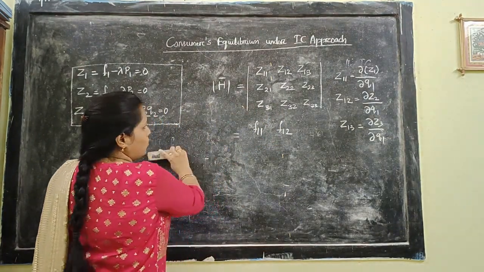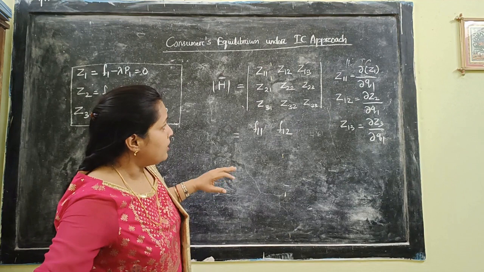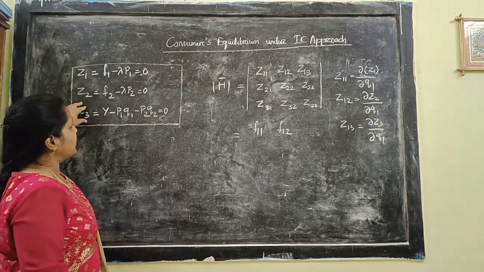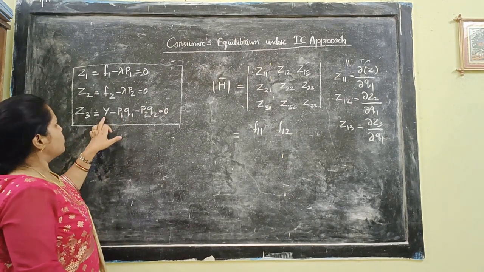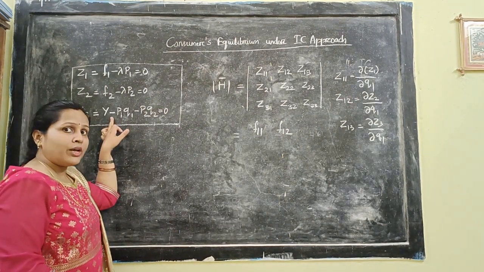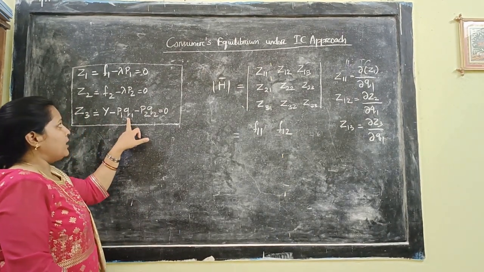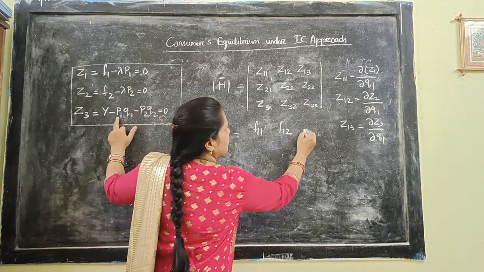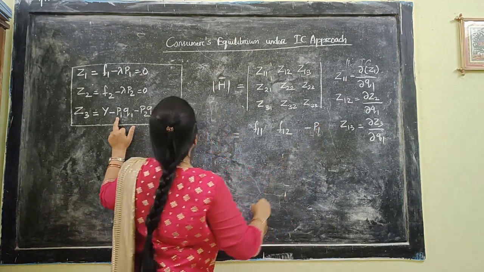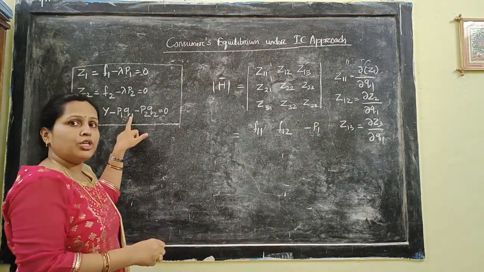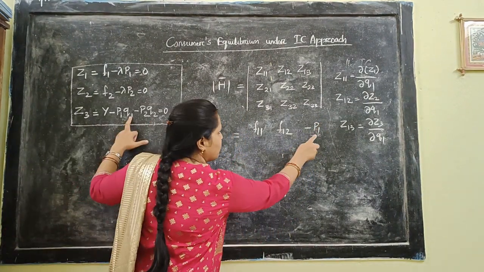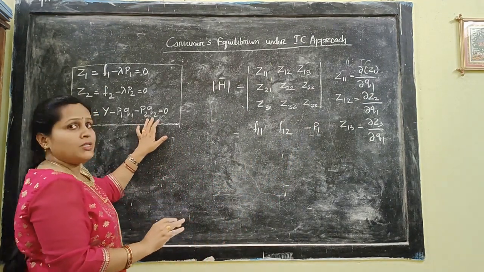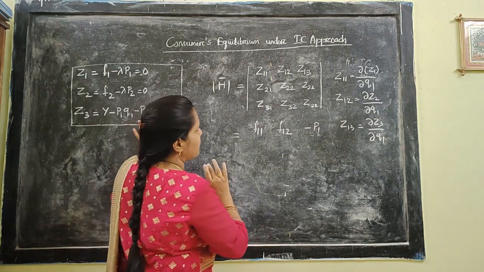And the third will be the partial derivative of Z3 with respect to Q1. In the first term it is Y, no Q1 term. In the second term the Q1 term is there, so it will be minus P1. The partial derivative of minus P1 Q1 with respect to Q1 will be minus P1 only. Right? And in the third there is no Q1 term, so it will be 0. This will be a constant, so it will be 0.